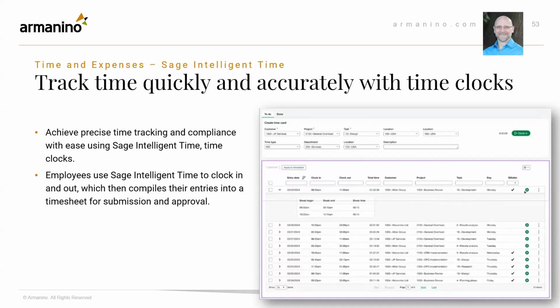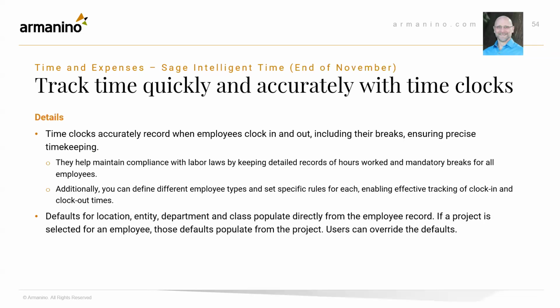So, of course, it helps precise time tracking and compliance. But the gist of this is you've got clock in and clock out capabilities, which then compiles the entries into a timesheet for submission and approval. So that's super exciting. These are the details, which kind of speak for themselves. Now, I realize that the R4 release came out last Friday. This actually won't be available, so don't go searching for it, until the end of November. But it will be coming soon, and it is considered part of this release.